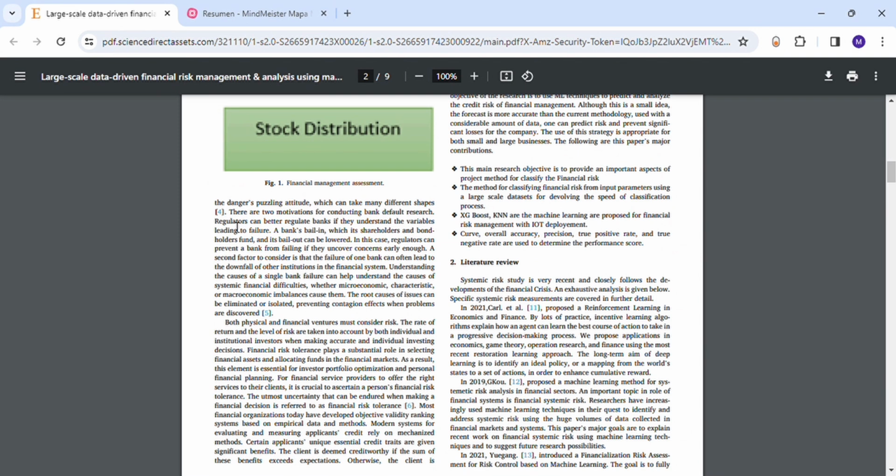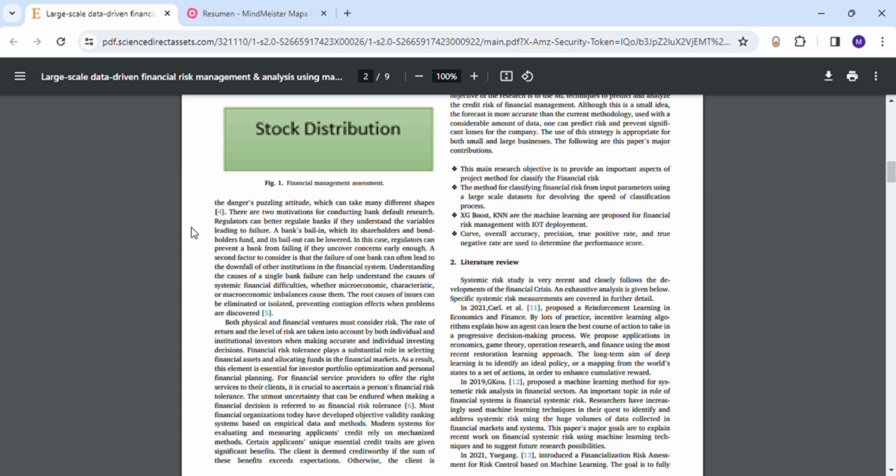There are two motivations for conducting bank failure research. Regulators can better regulate banks if they understand the variables leading to failure. A bank's bail-in, which its shareholders and bondholders fund, and its bailout can be lower. In this case, regulators can prevent a bank from failing if they uncover concerns early enough. A second factor to consider is that the failure of one bank can often lead to the downfall of other institutions in the financial system.